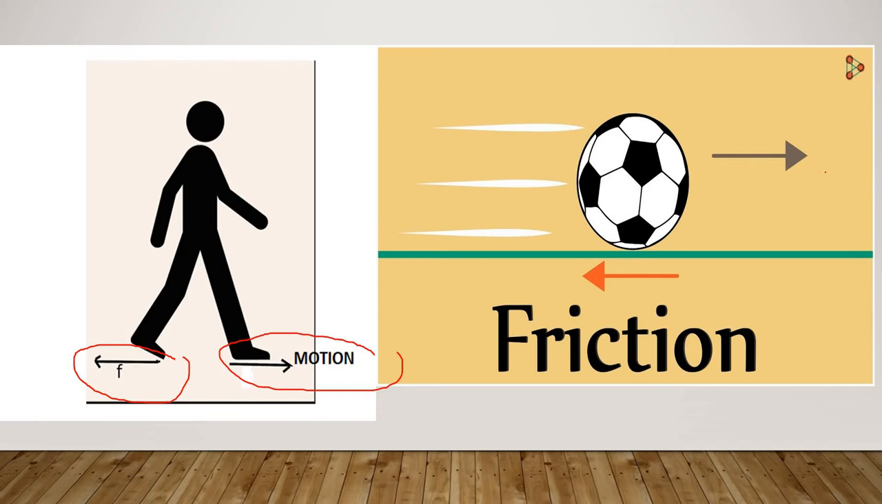This ball is rolling on the ground. Friction will be acting in the opposite direction. See, even if we don't stop the ball, after some time, after rolling on the surface, it will come to rest. Why is it so? Who is stopping it? The frictional force between the ball and the surface stops it.